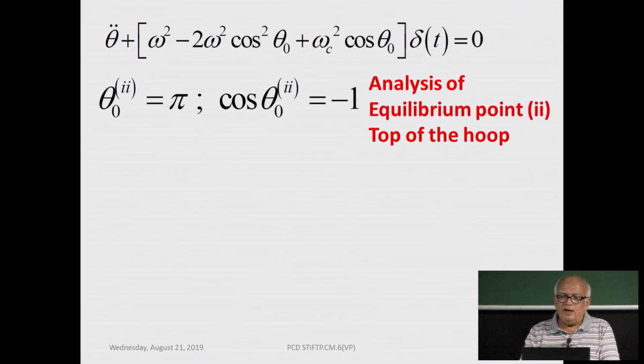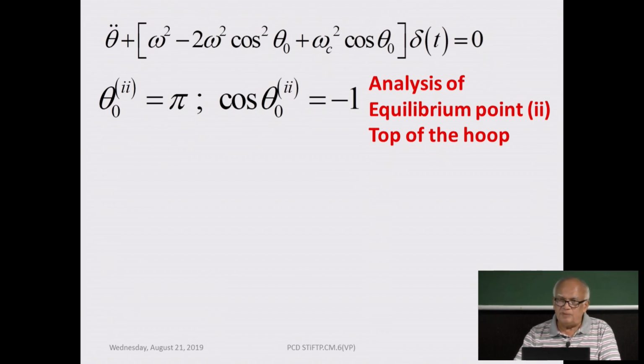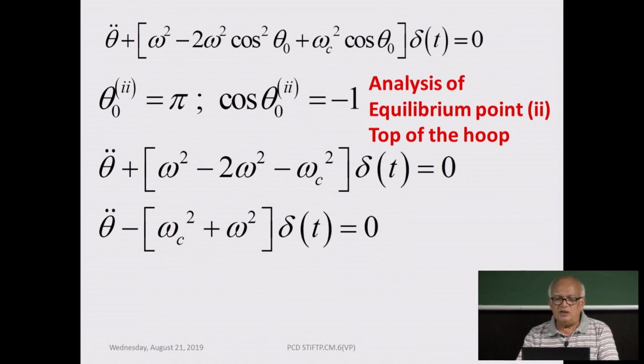Let us look at the nature of the equilibrium at the top, which is theta equal to pi. This is the second equilibrium point, which is denoted by the superscript 2, and here cosine theta is minus 1. So, you go ahead and put the value of cosine theta 0 equal to minus 1 in the equation in the first line, and the square of minus 1 of course is plus 1, but in the third term you have got cosine theta 0. So, you get a minus 1 multiplying omega c square.